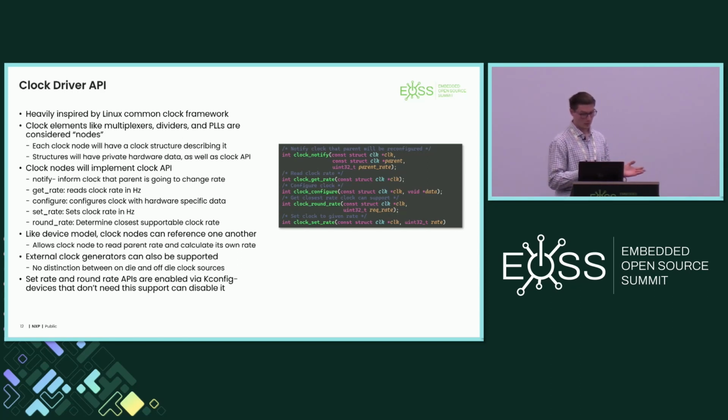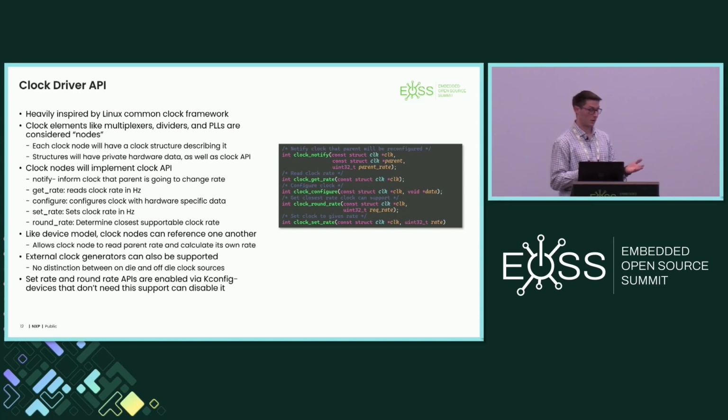So for example, a div might implement get rate by requesting its parent rate and then looking at its register settings to figure out what the output rate of that div is and then return that value. So you have a description here. Notify is kind of our call down from a parent. Notify is how we pass a notification from a parent to a child saying, there's a reconfiguration occurring, you need to deal with it. And you can see that parent rate parameter, that's how we pass down the new rate of the parent.